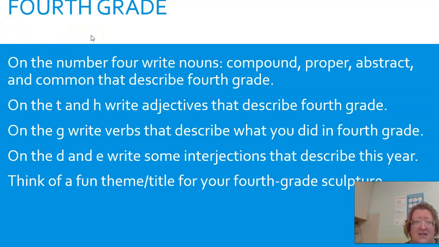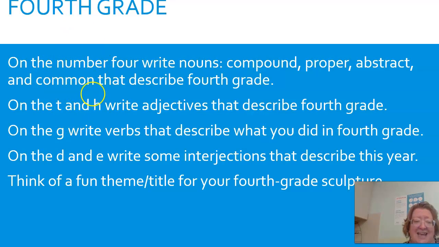You could write subjects, you could write ideas, so I want you to write as many nouns as you can, and I don't want you to write really big so only 3 or 4 fit. You probably should be able to write 8 to 10 nouns in that number 4. But right now, I just want you to do 2 or 3, and I'll give you time to go back and complete the rest of the number 4.